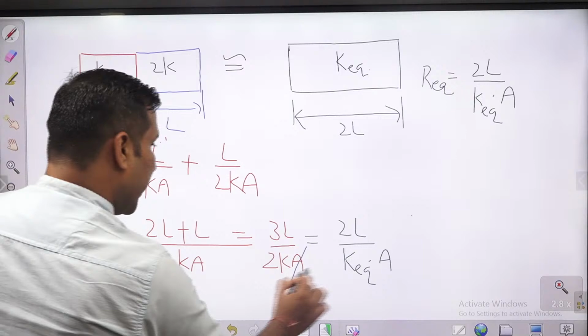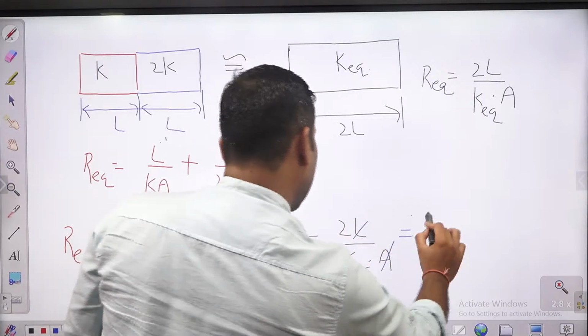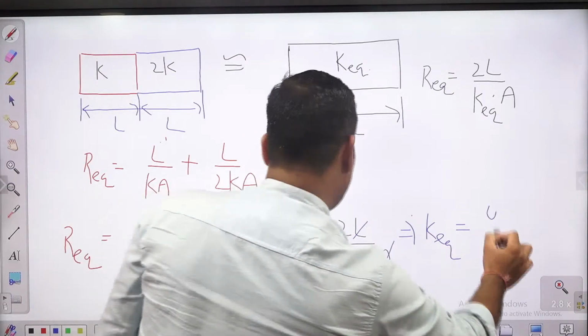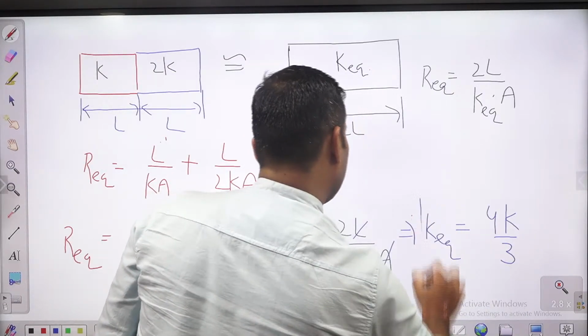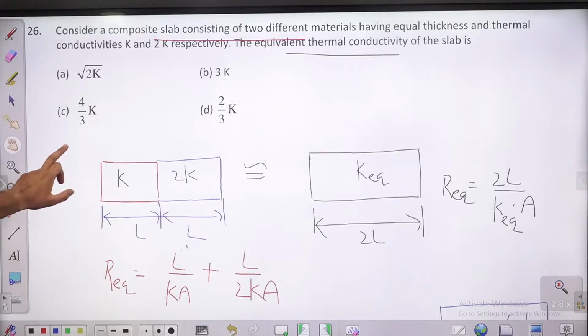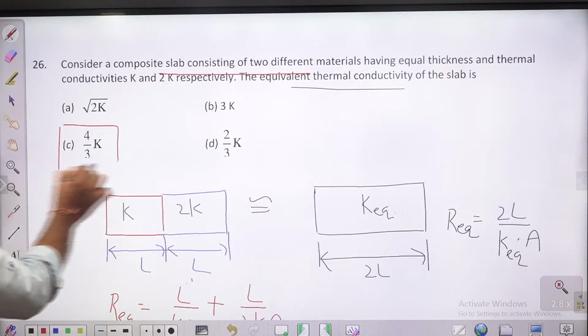This will cancel out, area, L will also cancel out. What you will get? You will get K equivalent equal to 4K by 3. K equivalent equal to 4K by 3 guys. So what is the right answer guys? 4K by 3. Option C क्या हो जाएगा is the right answer. This is the equivalent conductivity.